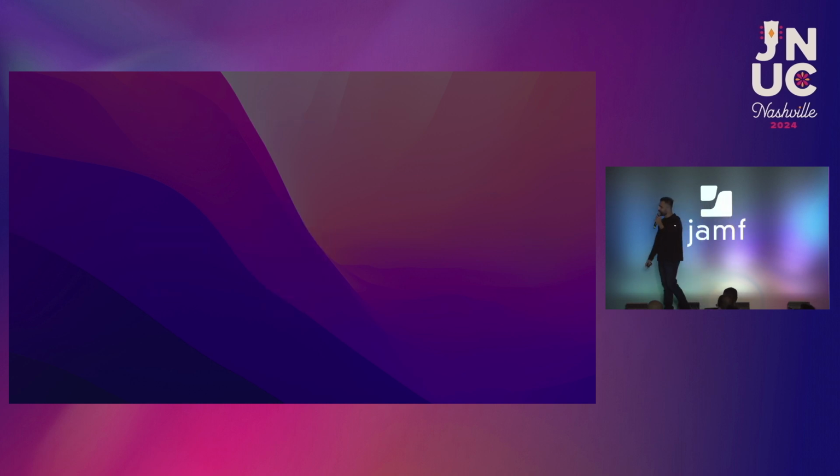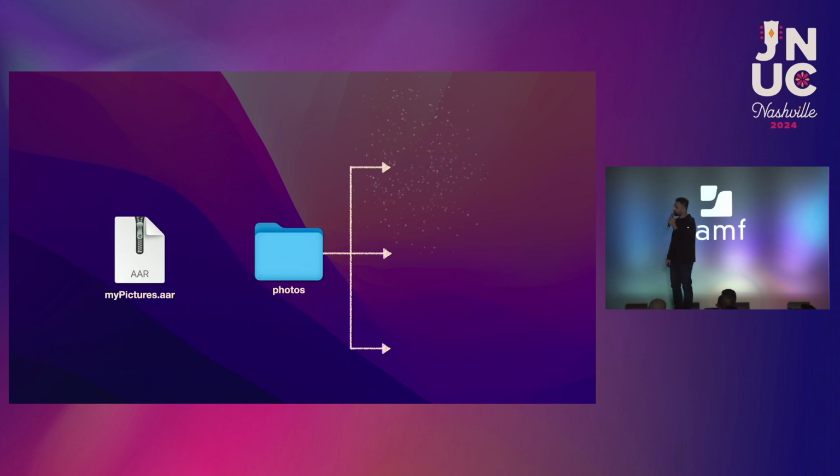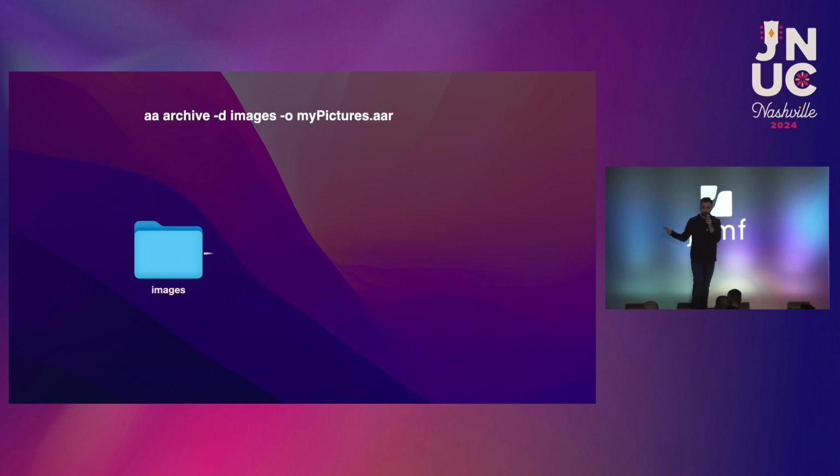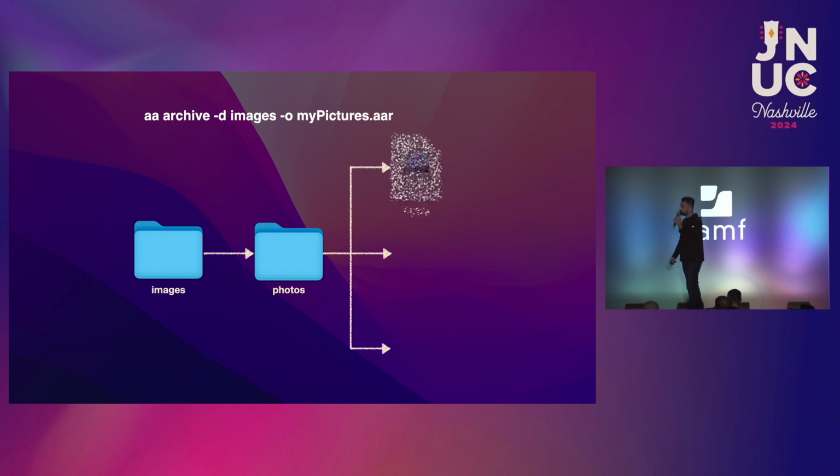So we just created this archive and downloaded it from the internet. What do we expect to see? This is how the quarantine attributes are applied. Great, that's what we expect: com.apple.quarantine attributes being applied to all the downloaded items.